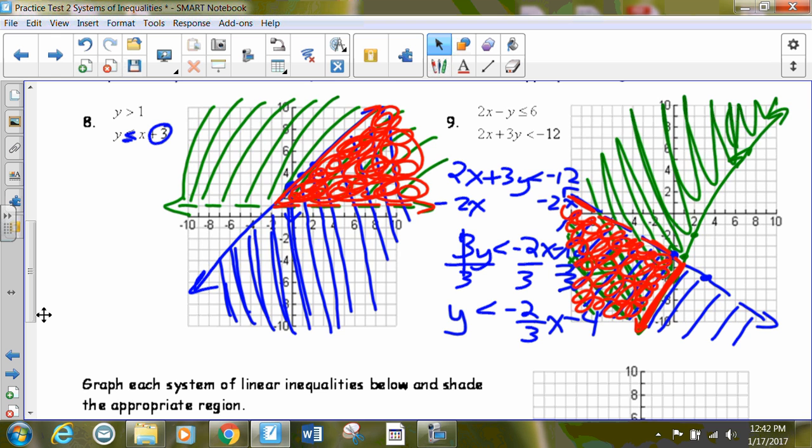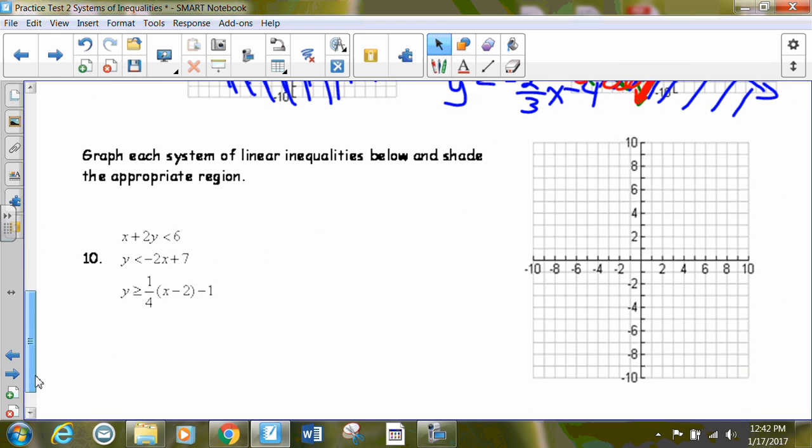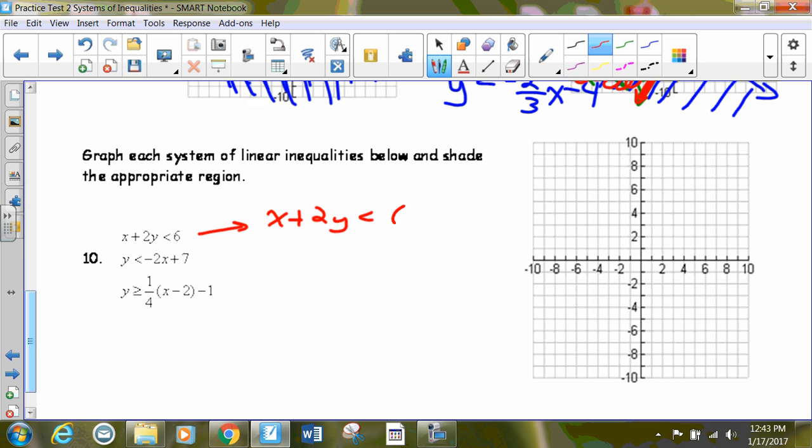Okay, and the next one, I believe we're going to be looking at 3 different lines. And so what I'm going to do is, let's look at the first one. We'll make that our red line. And of course, when we look at it, we've got to get y alone. So we're going to subtract x from both sides. We're going to write it as -x plus 6. We're going to divide everybody by 2.